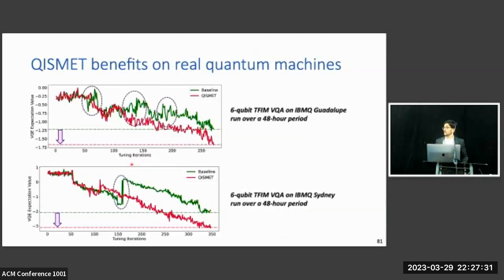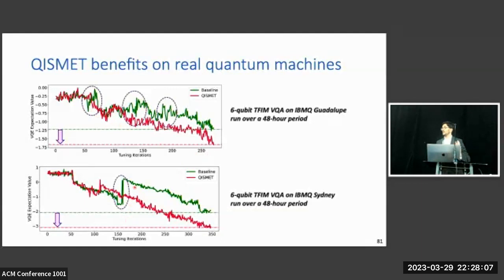And so now looking at some results from real quantum machines, you can see that this is run on an IBM machine. You can see how QISMET is able to avoid these instances of significant transient error in different scenarios. In the top figure, you can see that there are multiple instances of some transient error, which is still affecting convergence. And by avoiding them, QISMET is able to achieve significantly better results. And at the bottom figure, you can see just one instance of high transient error, which the baseline is experiencing, which is being avoided by QISMET. And again, therefore, it's able to make significant forward progress.